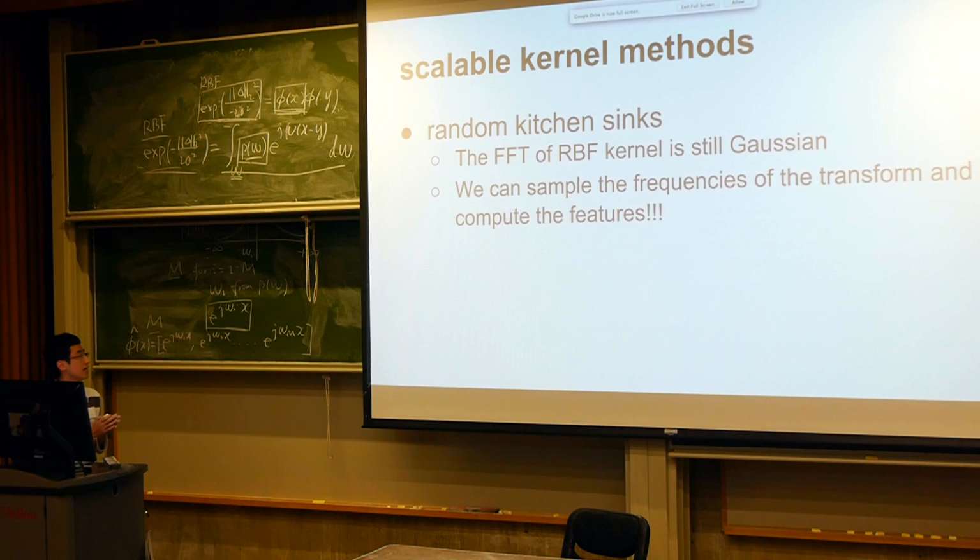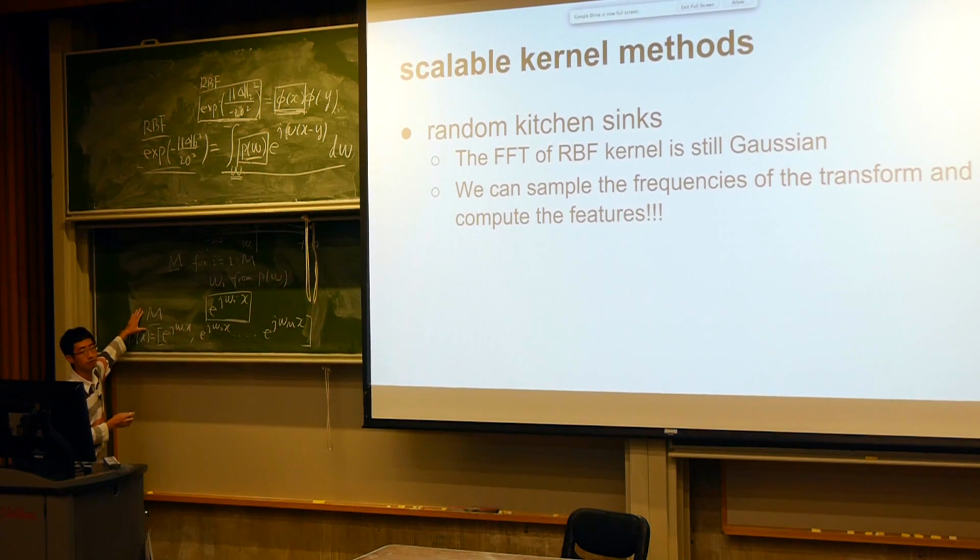Here's the main insight. The Fourier transform of the RBF kernel is still Gaussian. And we can sample the frequencies of the spectrum function, and we can approximate the kernel function. The accuracy of the approximation depends on how many samples we have. Of course, more features, more accuracy we get. But it also depends on the data. And you can try this out.